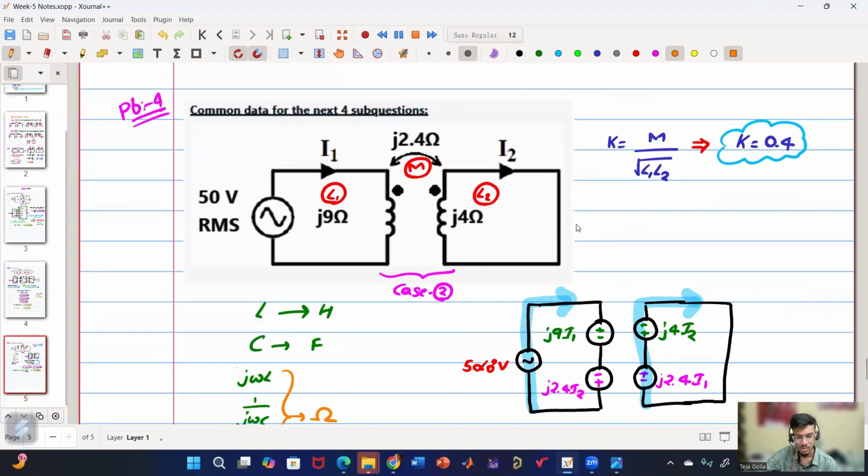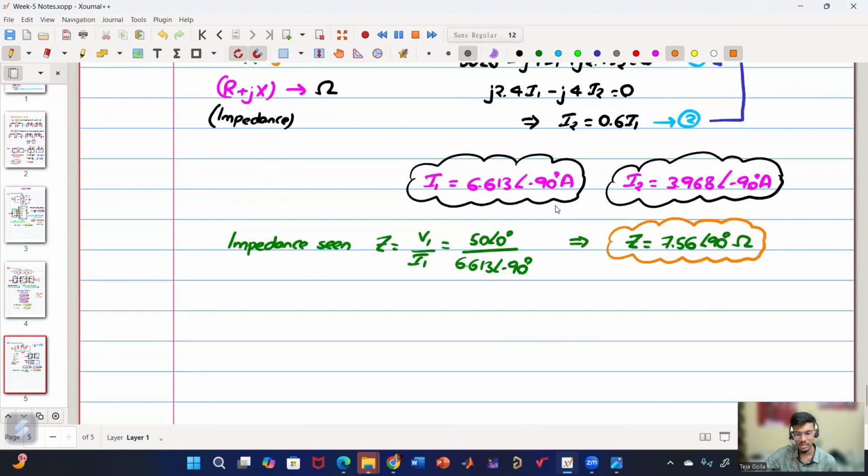This one. What have they asked, sir, for this diagram? They are asking I1, they are asking I2, they have asked K, and they have asked what is the impedance seen by the source. Impedance seen by the source means how much current it is supplying net. So if I replace this entire thing by some impedance, what is that impedance? The voltage by the current is that impedance. So we have calculated V1 by I1, which is that impedance.